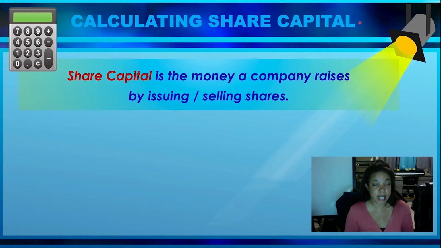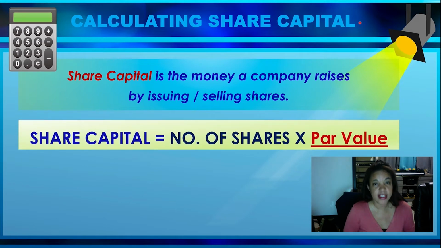This has to be emphasized, because when you're issuing shares and accounting for that, you're going to have to remember this formula. Share capital, as we said before, is the money a company raises by issuing or selling shares. This formula, stick it in your brain. Share capital is equal to the number of shares multiplied by what we call the par value. This is extremely important, and we're going to emphasize it more as we do the accounting.